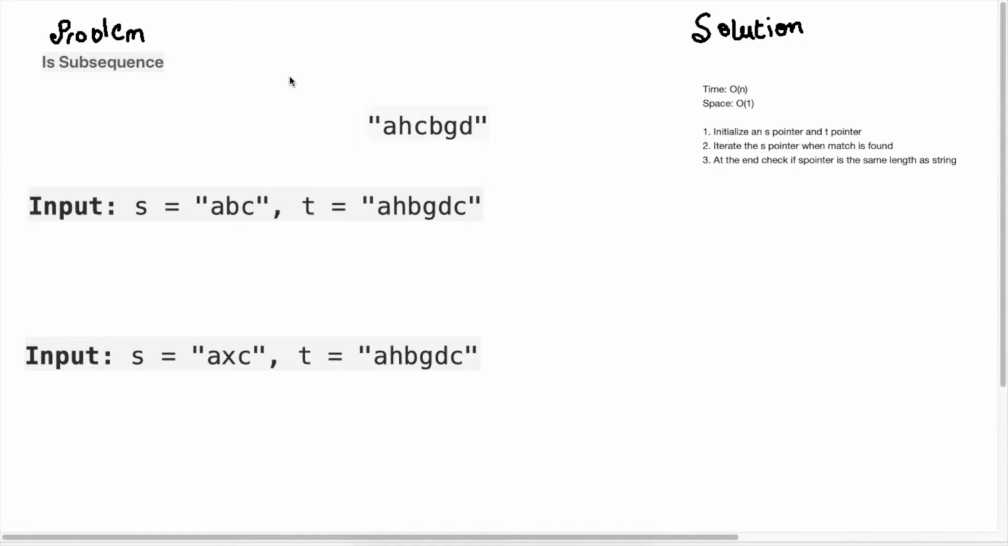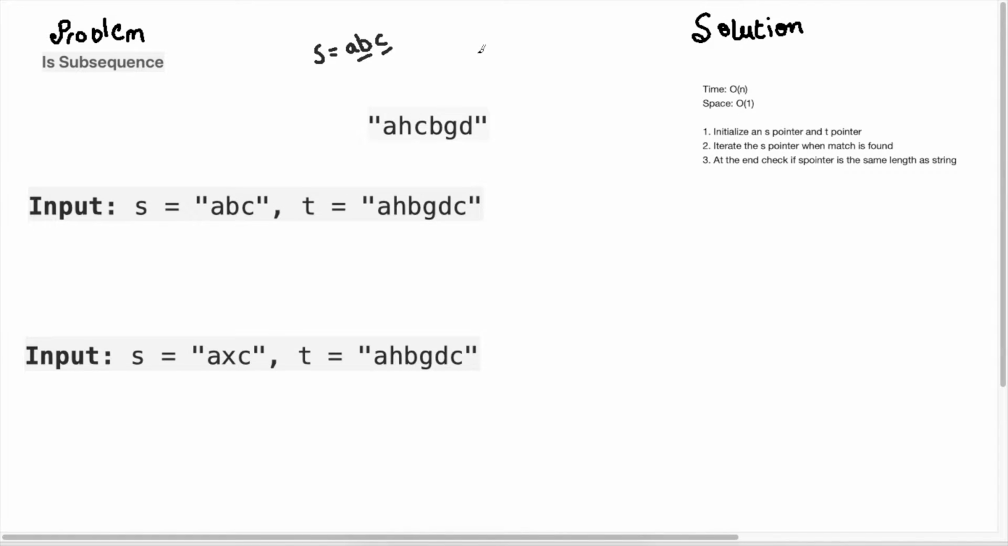So let's go ahead and understand this question first. In the question, we're given two strings. We have a string S, and let's say S is ABC, and we are given another string T, and what we need to find is how this string S, so this ABC, exists in the string T.